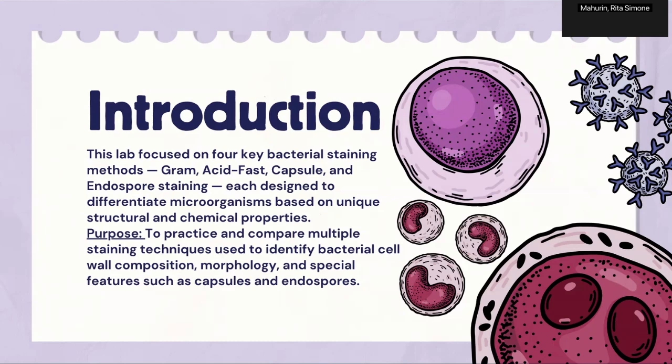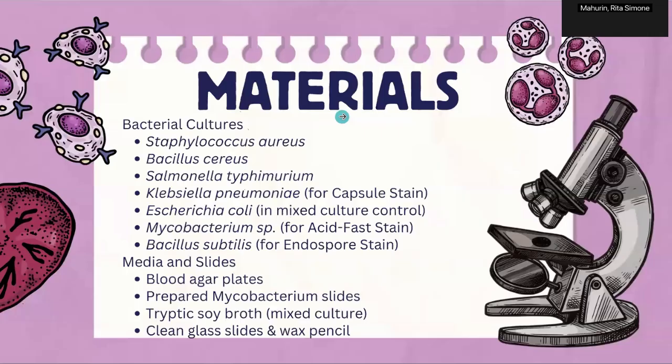which were the Gram, acid-fast, capsule, and endospore staining. Each of these is designed to differentiate microorganisms based on unique structural and chemical properties. And the purpose was to practice and compare the multiple staining techniques used to identify bacterial cell wall composition, morphology, and special features such as capsules and endospores.